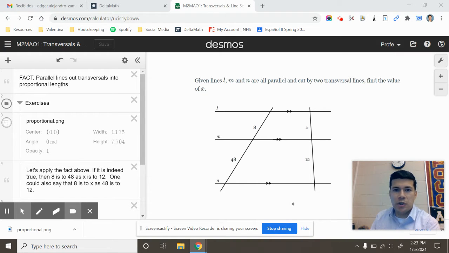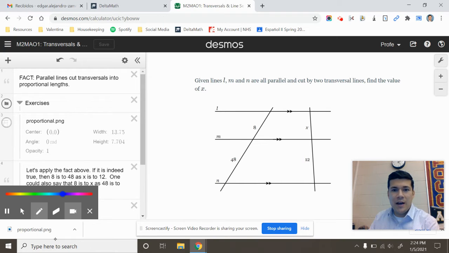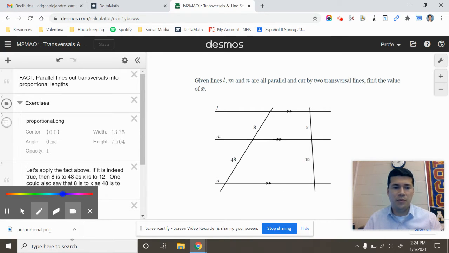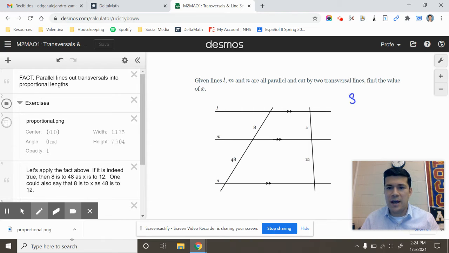All right. So here we have lines L, M, and N are all parallel. And look at the little symbols right here, which assure you that they are parallel in addition to the given statement. So the way we think about our numbers here is kind of like analogies, if you remember analogies. So 8 is to 48 as X is to 12. Let's make some number sense because, to make a long story short, we're basically saying 8 is to 48 as X is to 12. By as, we mean like the same, that they have the same relationship.